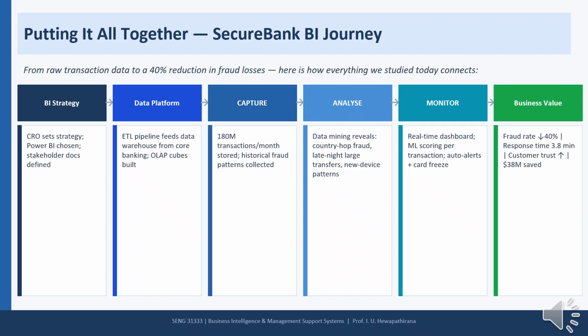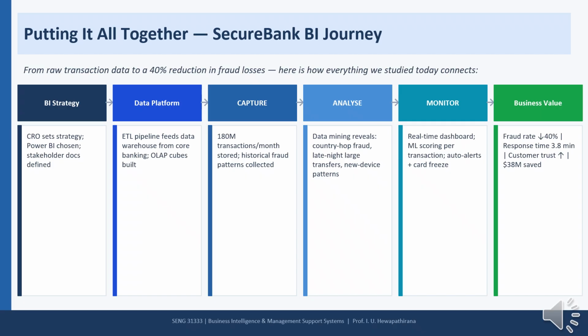Before any technology is deployed, the Chief Risk Officer defines the strategic goal, selects Microsoft Power BI as the platform, and produces the three key documents: the Stakeholder Requirements document, the Project Requirements document, and the BI Strategy document. From there, the data platform is built. The ETL pipeline is engineered to extract transaction data from the core banking system and load it into the central data warehouse. OLAP cubes are built on top to enable multidimensional analysis.